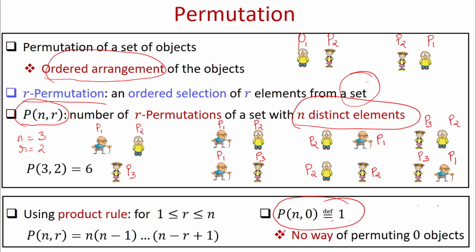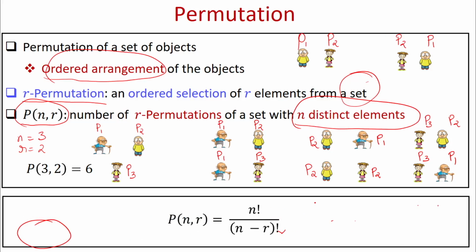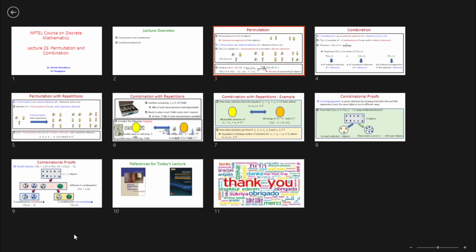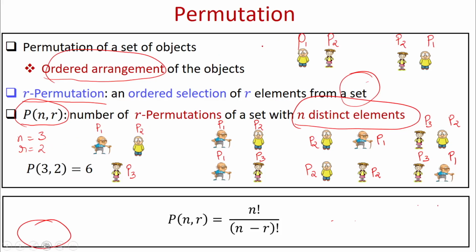That's defined, right? It's not coming from the product rule. That is coming as part of our definition. So now we have the value of P of n comma r, where r is non-zero and in the range 1 to n, and we have the value of P of n comma r when r is 0. If I unify these two values, I get that P of n comma r turns out to be n factorial over (n minus r) factorial. You can easily verify that.